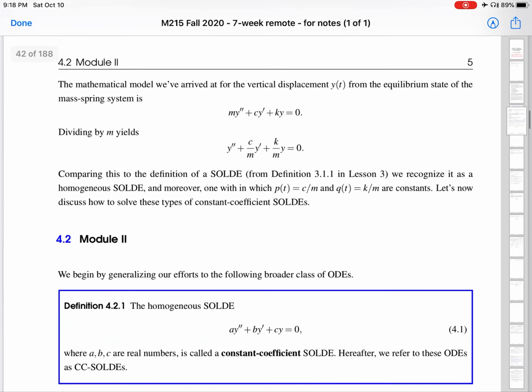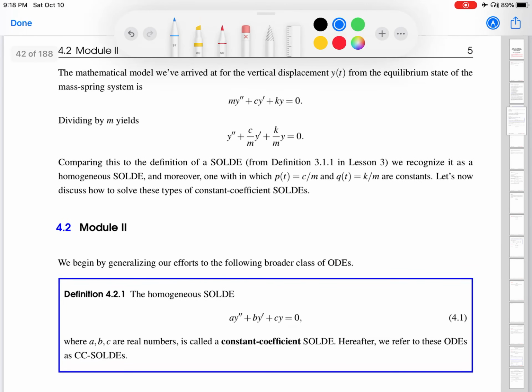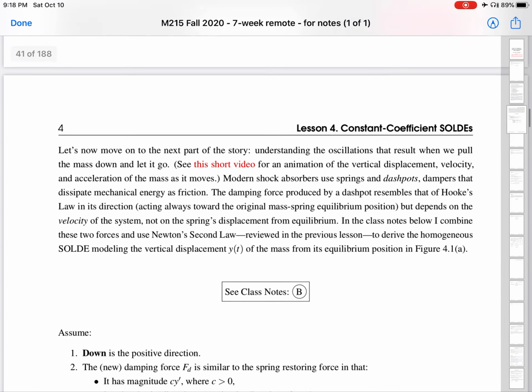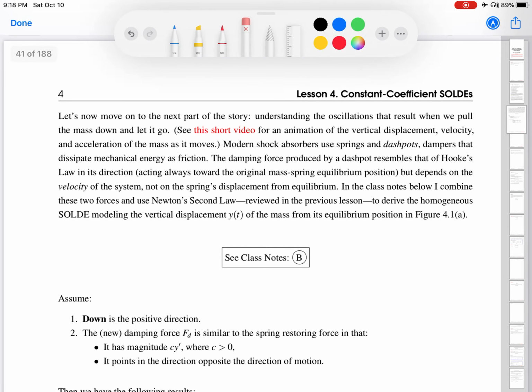Let me scroll down here to show you where we are heading toward. So our goal is going to be to derive this ODE model for the mass-spring-dashpot system. Let me scroll up and show you some of the assumptions that we are going to start off with. So I described these in this paragraph up here, and I'm going to run through them in detail down here.